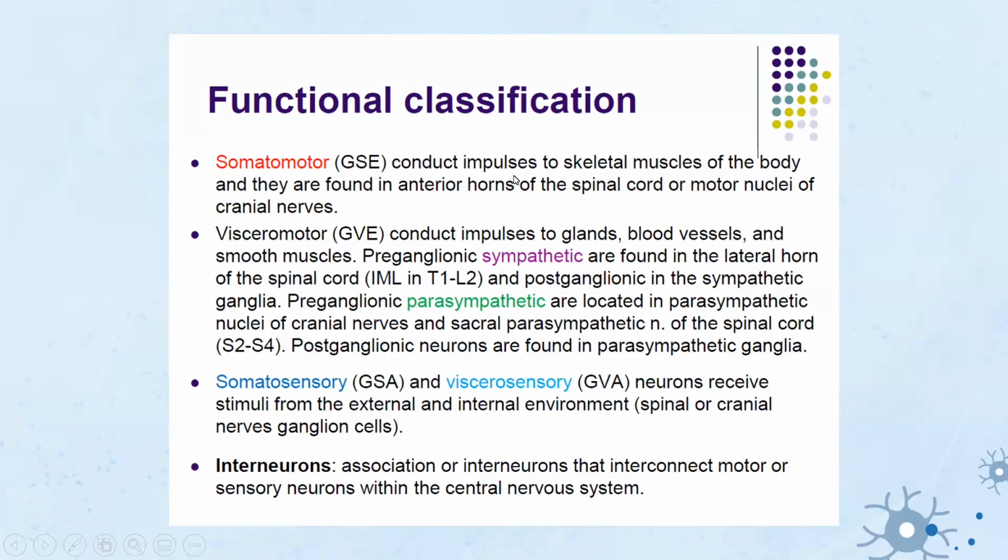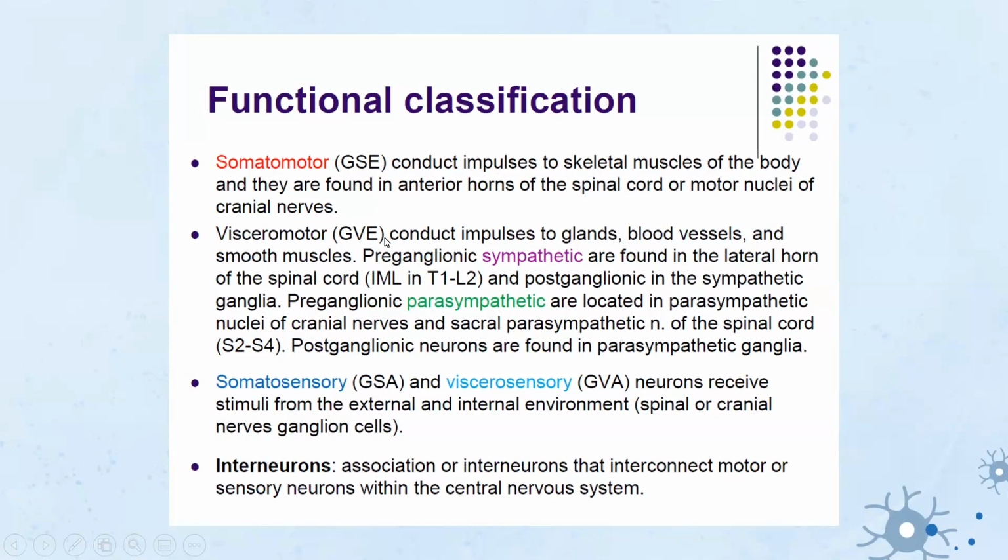And how did we know that the impulses are to the skeletal muscles? Because first of all, they're efferent. Efferent means to the body, whether to the skeletal muscles or to the organs. And somatic means to the voluntary muscles, which are the skeletal muscles. And you need to memorize where they are found: in the anterior horns of the spinal cord and the motor nuclei of the cranial nerves.